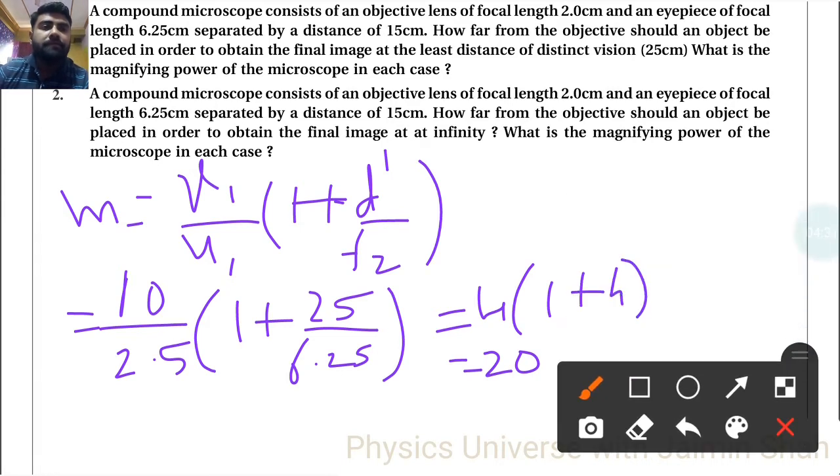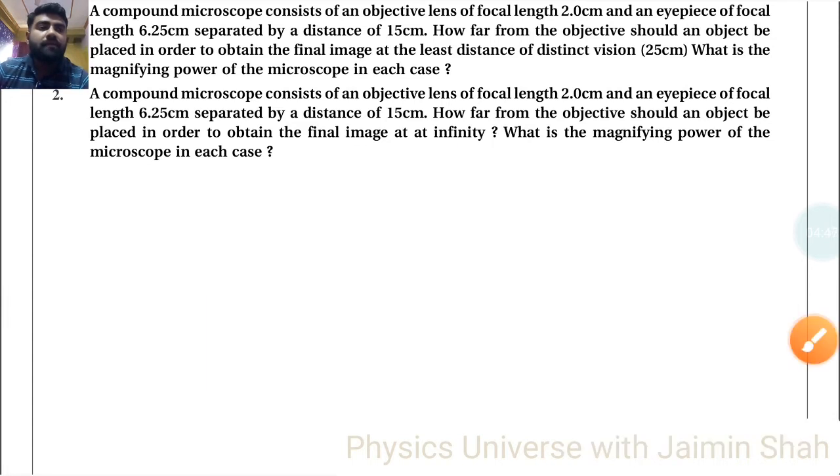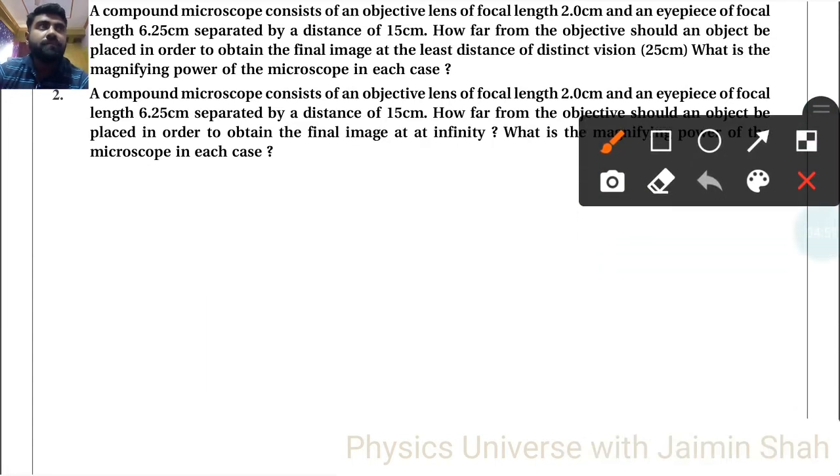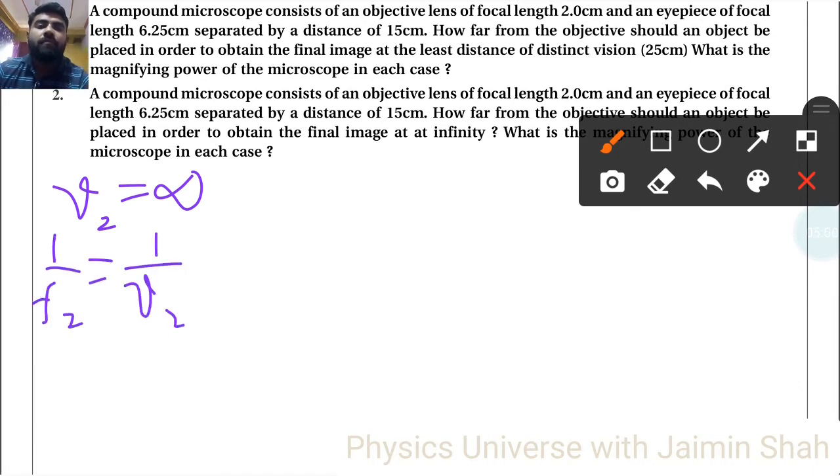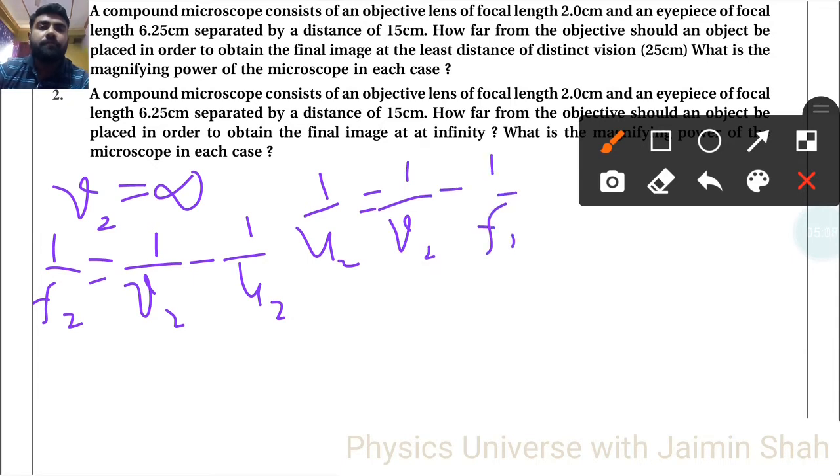Now here the second question, that is how far from the objective should an object be placed in order to obtain the final image at infinity? What is the magnifying power of the microscope in each case? Now again, what we have to do here, see, v2 is equal to infinite distance. So for that we have to find u2. So again 1 upon f2 is equal to 1 upon v2 minus 1 upon u2. So 1 upon u2 is equal to 1 upon v2 minus 1 upon f2.